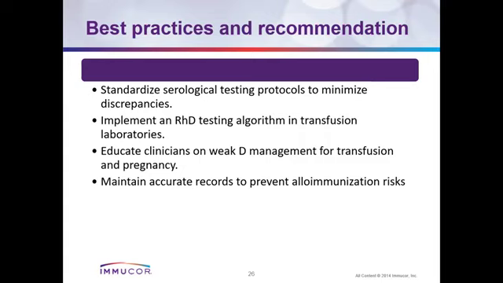And by the way, some mothers would have what is called fetal leakage at week 28. So they actually qualify to get the ROGAM at week 28. Others may not need it at week 28. They might need it when they have given birth, within 72 hours. But let us also maintain accurate records to prevent alloimmunization risk.